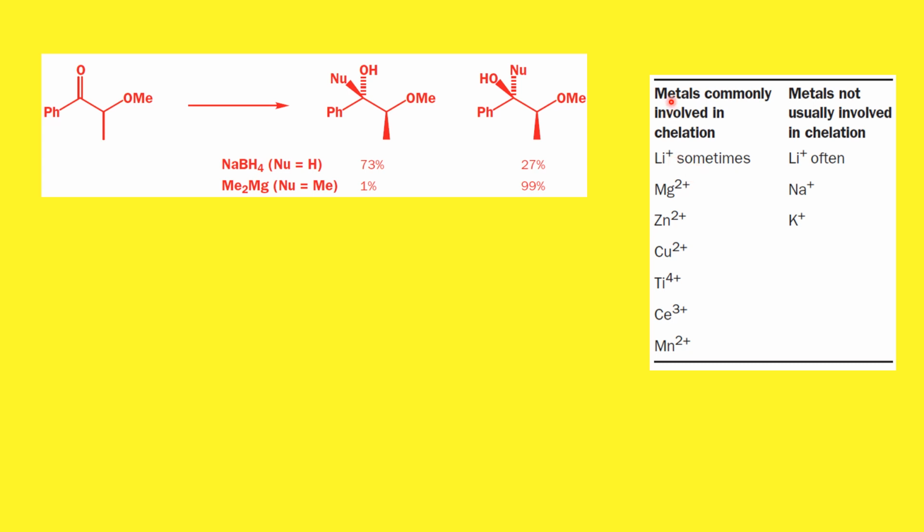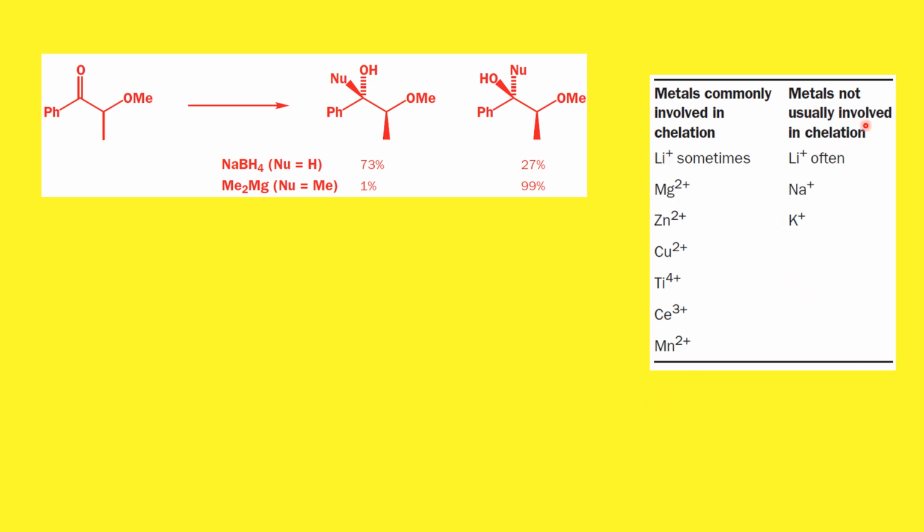Okay, so which are the metals that are commonly involved in chelation? As I said, they could be divalent metals like magnesium, zinc, copper, or tetravalent metals like titanium, Ti4+, TiCl4 for example, and Ce3+ as cerium chloride. Whenever you are carrying out a Luche reduction using sodium borohydride and CeCl3, the reaction always proceeds via the chelation-control model. Or manganese. I have already made a video on the Nozaki-Hiyama-Kishi coupling where I talked about chromium chloride, so there also the reaction proceeds via chelation control.